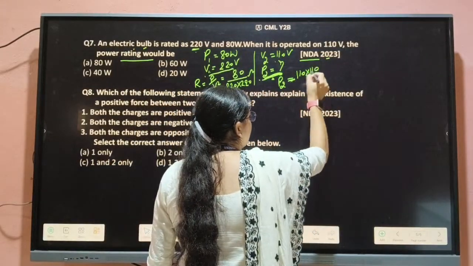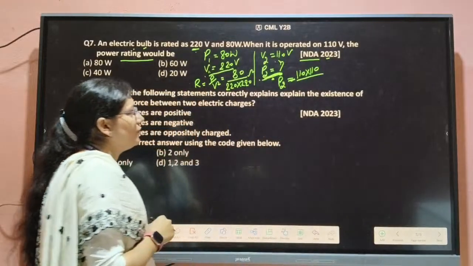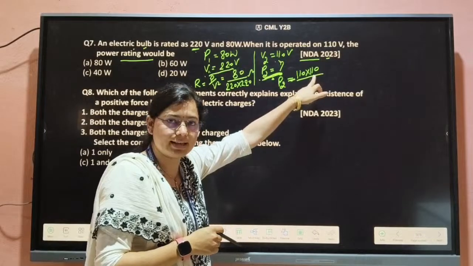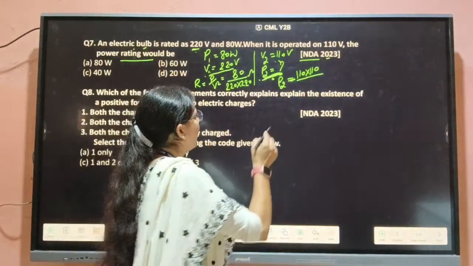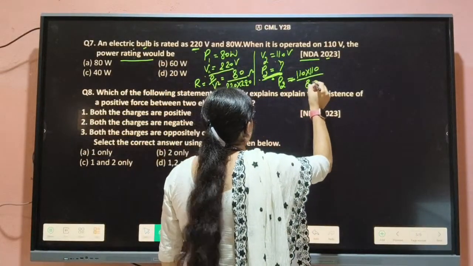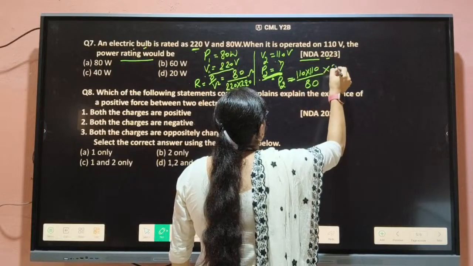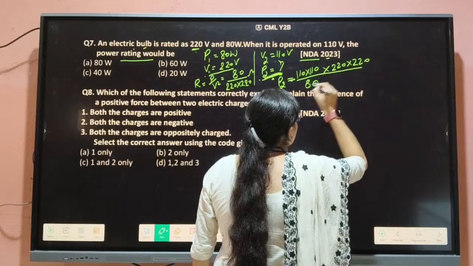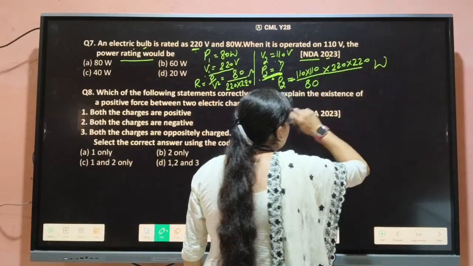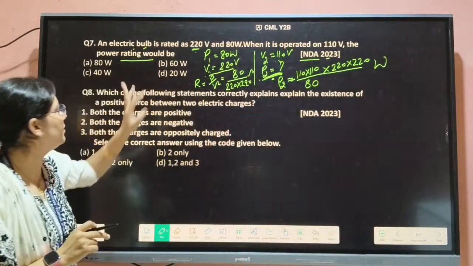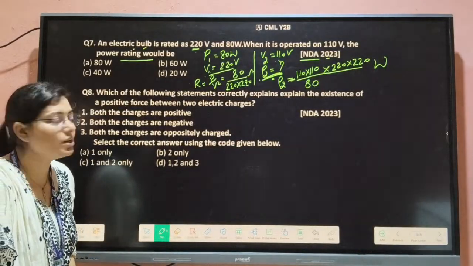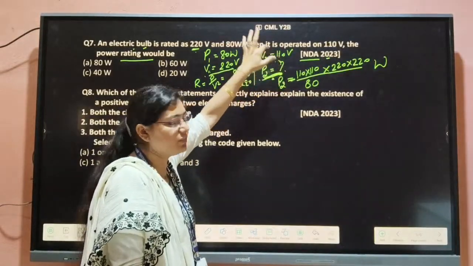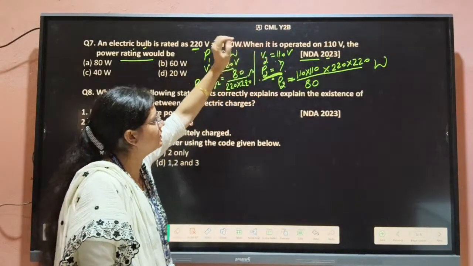P equal to V square by R. V square is this one, and divide by R, where R came as 80 into 220 into 220. Okay, so when we solve it, this power will come and your answer will come out. So you can solve this calculation, check your answer, see which option is right, and comment your answer on this question.